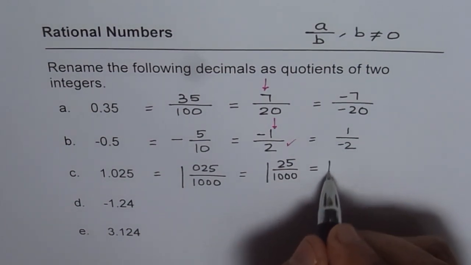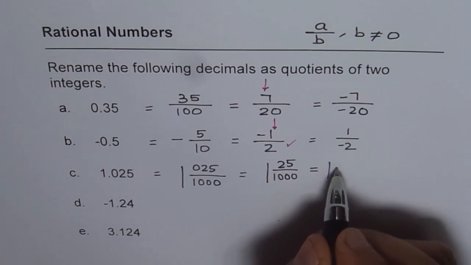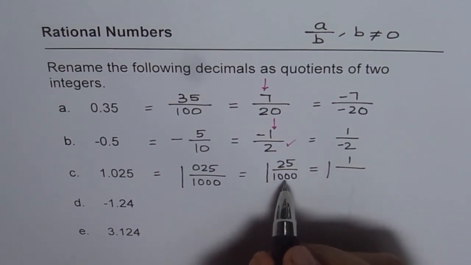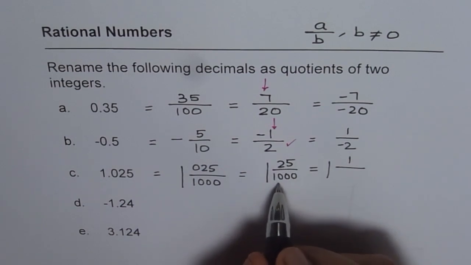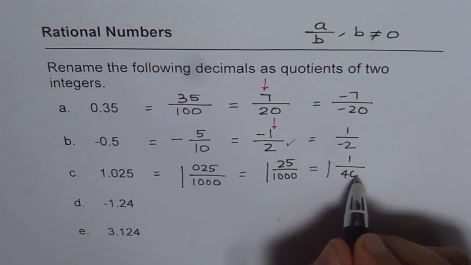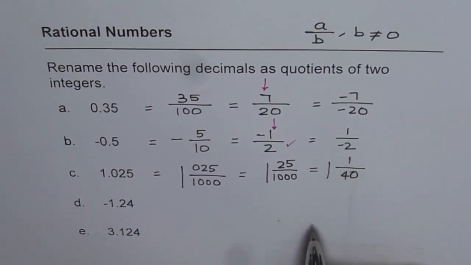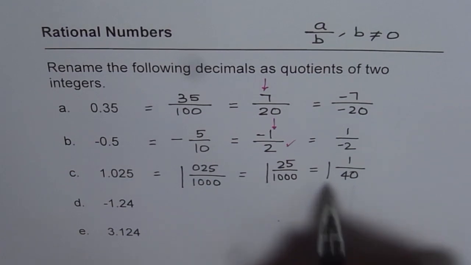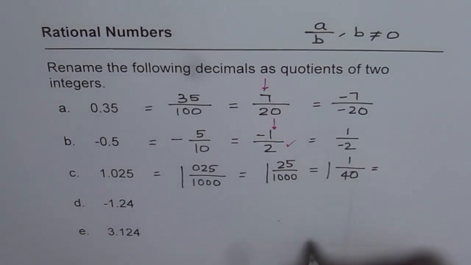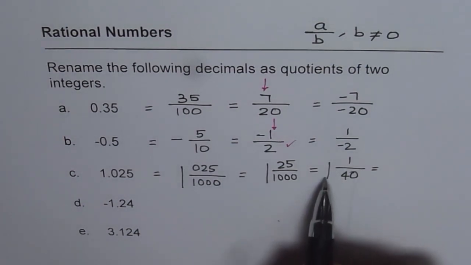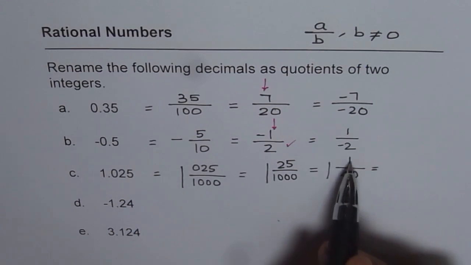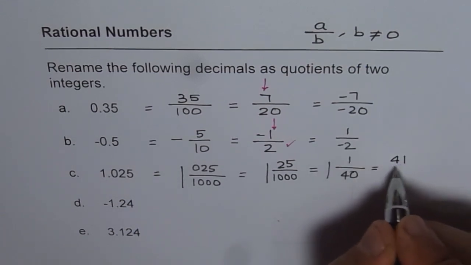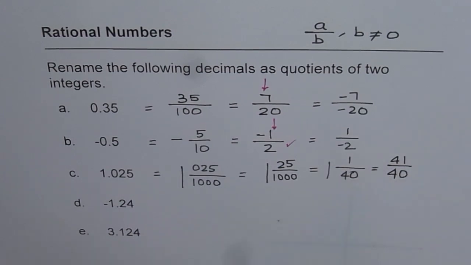Now I can divide both by 25, and so I get 1 over, and I divide 1,000 by 25. There are 4 quarters in 100, right? So we get 40. So 1 over 40 is a rational number which represents the same number, right? You could also write it as an improper fraction. So for that, we'll multiply 1 by 40 and add 1. So it becomes 41 over 40. So all these are correct answers for writing 1.025 as a rational number.